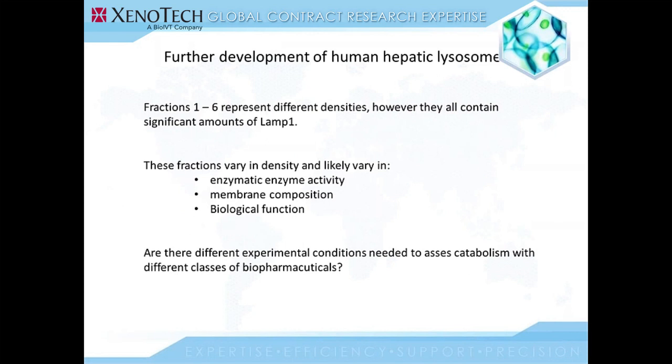As I pointed out with the immunoblot, fractions 1 through 6 represent significant differences in densities. However, they all contain large amounts of LAMP1. So one of the questions that we're trying to address is, do these different organelles containing LAMP1 with their different densities also represent different enzymatic activity? Does it potentially change the membrane composition? And do those have significant effects on biological function?